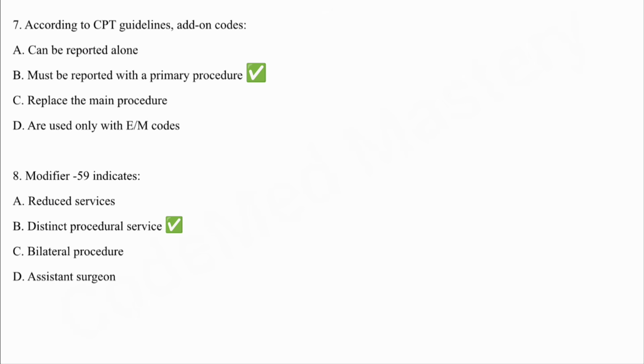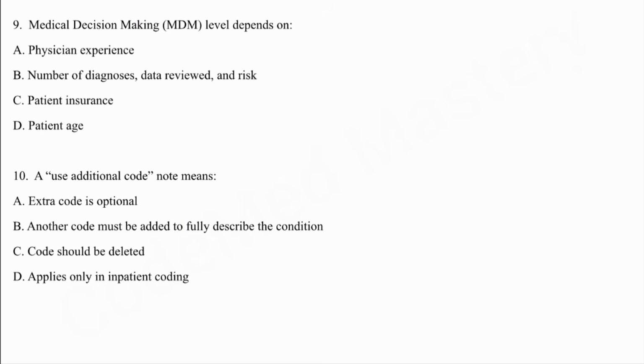Remember this. Next question. Medical decision making level depends on A, physician experience, B, number of diagnoses, data reviewed and risk, option C, patient insurance, option D, patient age. The correct answer is option B, number of diagnoses, data reviewed and risk. MDM is built on three elements: number and complexity of problems addressed, data reviewed and risk. Physician experience, insurance or age does not determine the MDM level.